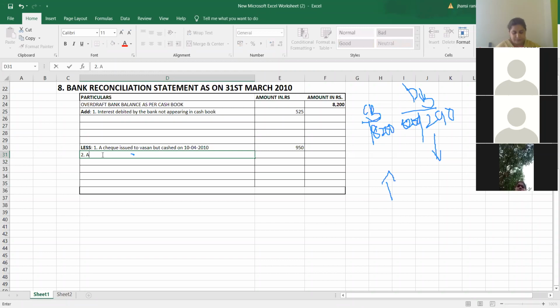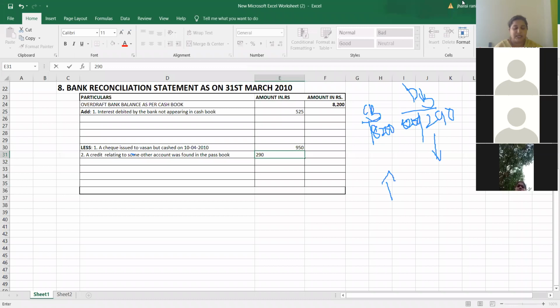What is that transaction? A credit relating to some other account was found in the passbook, and the amount is 290. Now look at the next one.